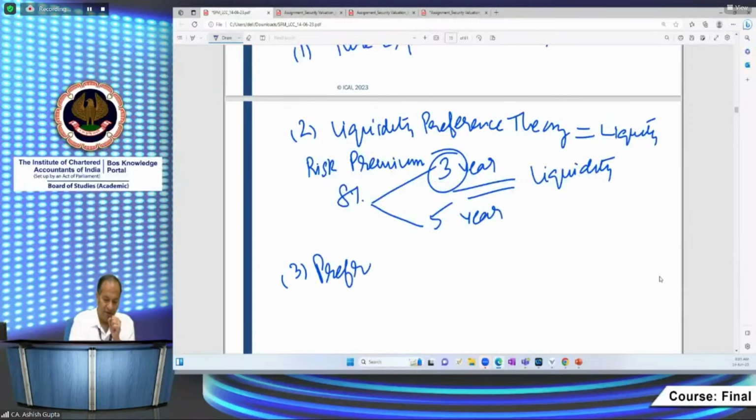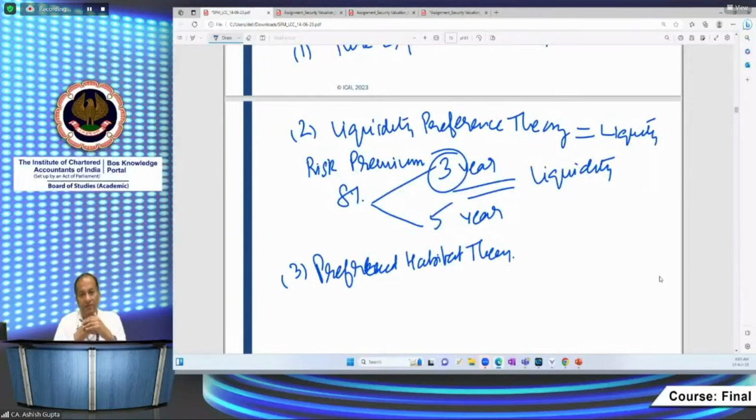Next is preferred habitat theory. Now it is basically based on the preference.